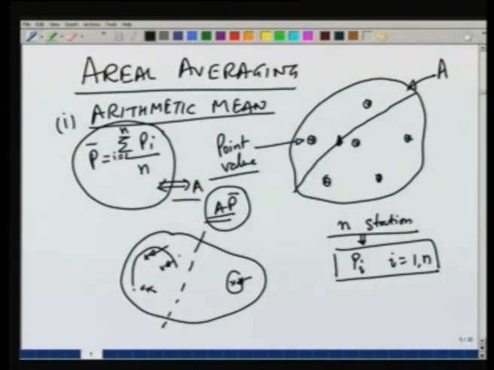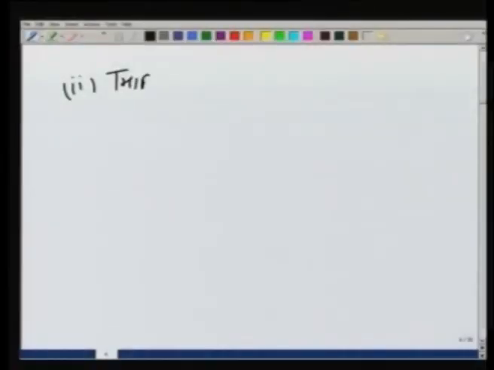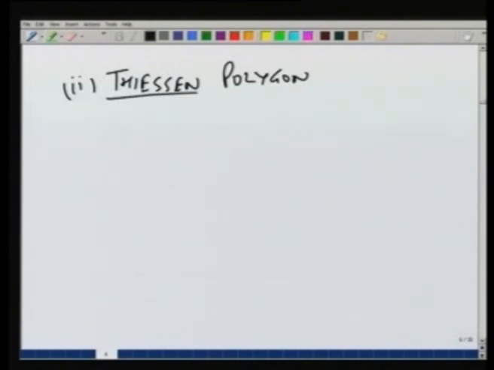So, the next method which we see is known as the Thiessen polygon method. It is based on the principle that different rain gauges may have different effective areas.